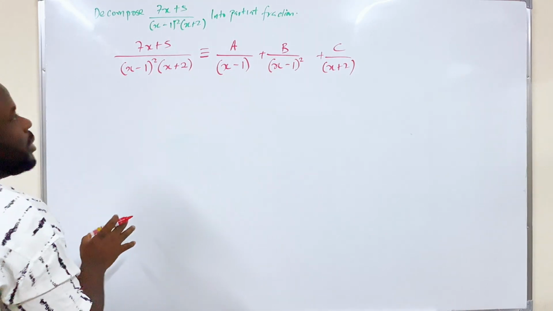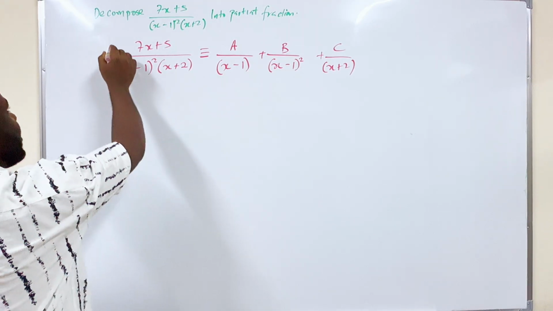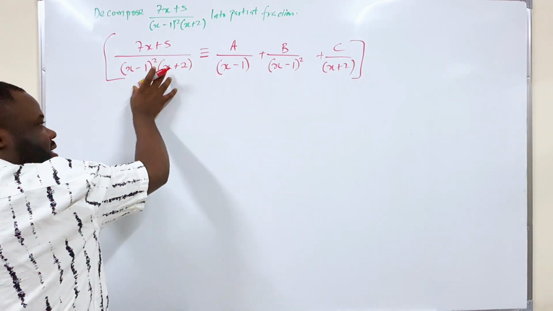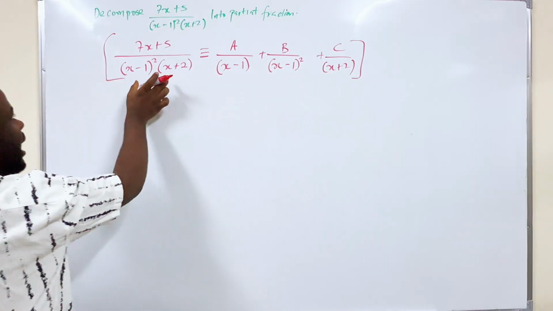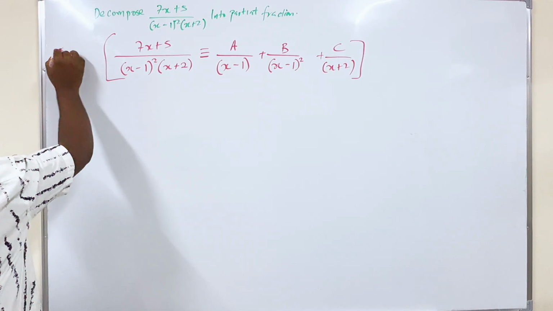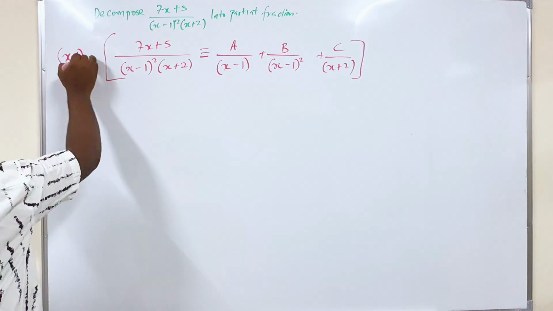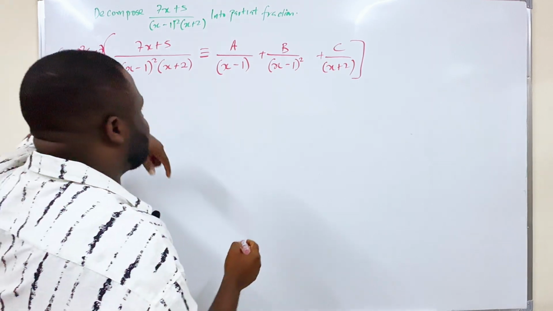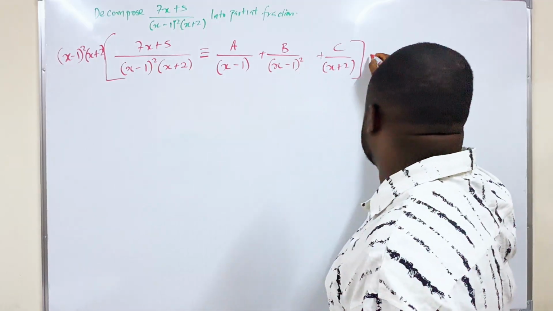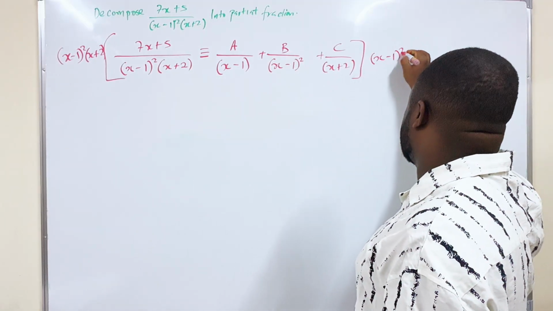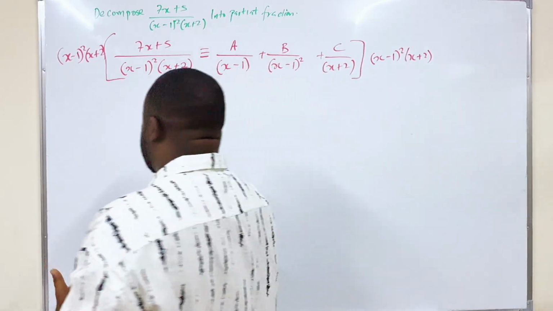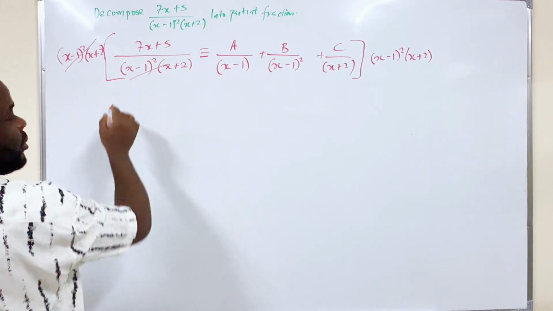So for us to be able to now solve this question, we definitely have to multiply both the right hand and the left hand side by our common denominator. So we have (x - 1)² multiplied by (x + 2). So you multiply it through. By doing this, this will definitely cancel out this, right?